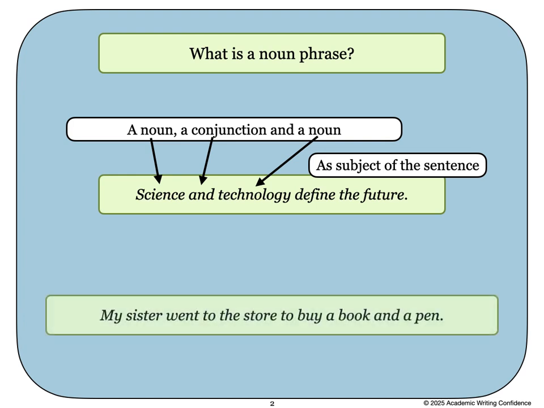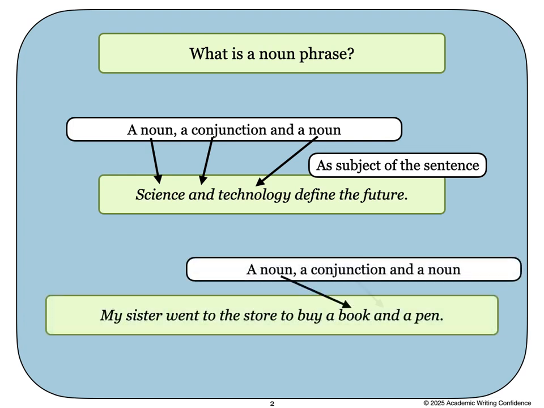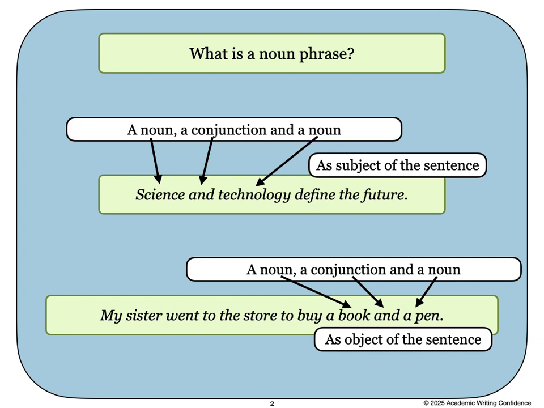On the other hand, in this example, my sister went to the store to buy a book and a pen. We again have a noun and a conjunction followed by another noun, but this time it is being used as the object of the sentence.